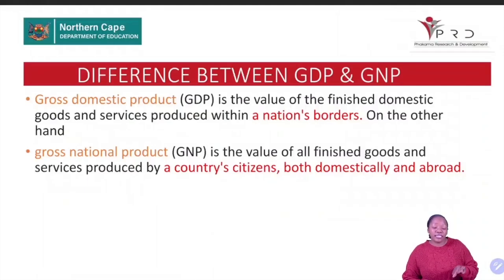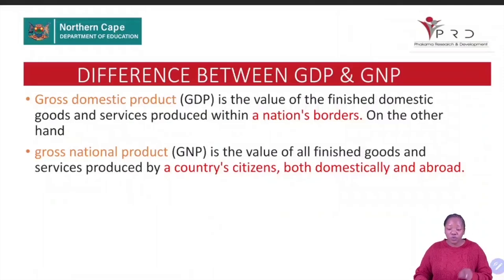So looking at the gross domestic product, we're talking about the value of the finished domestic goods as well as services which are produced within a nation's borders. On the other hand, when we're talking about the gross national product, we are talking about the value of all the finished goods as well as the services that are produced by a country's citizens, both domestically as well as abroad.